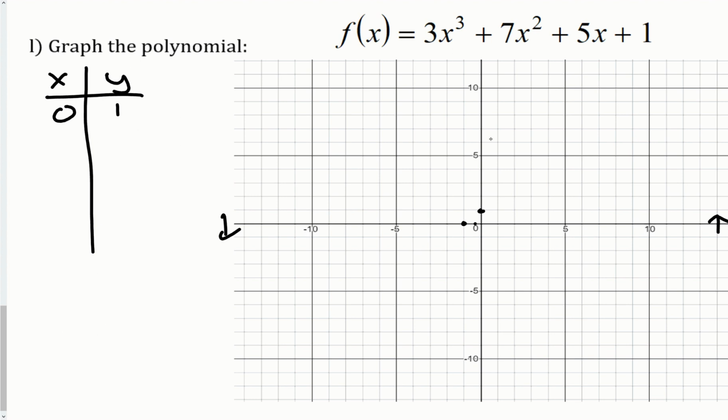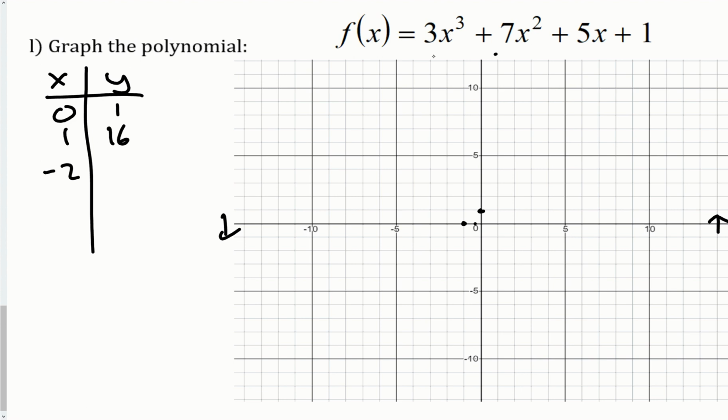So odds are this number, if I plug in 1, is going to be really high. Well, let's see. That's 3 plus 7 plus 5 plus 1, which is 10, 15, 16. So that is off the graph already. And again, that's kind of what I expected, right? I expected it to go back up. Let's just plug in -2 and see if this is down off the graph too far.